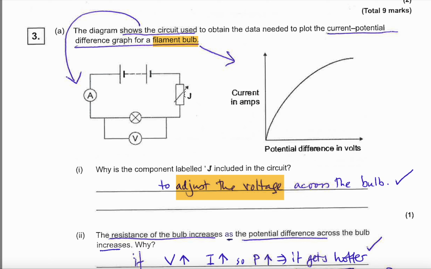So if you make this a high resistance, this one will get less current. Therefore, it will get less voltage. So it shares the voltage with the bulb. Remember, the ammeter is there to measure the current. But the independent variable is voltage, so you really need to say it's to adjust the voltage. This is the independent variable, and then you measure the current.